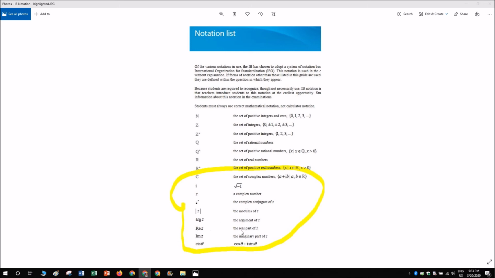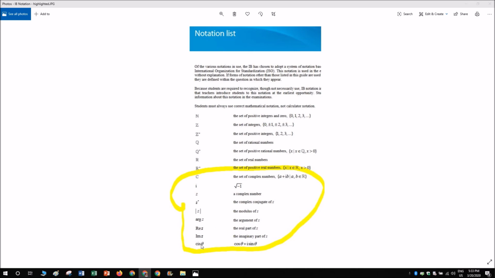Re(z) means find the real part. So we talked about if it's written in rectangular form, a plus bi, the a is the real part. So that's what this is. And then Im, that's the imaginary part. So if it's in rectangular form, the b is the imaginary part. So these are the different symbols.